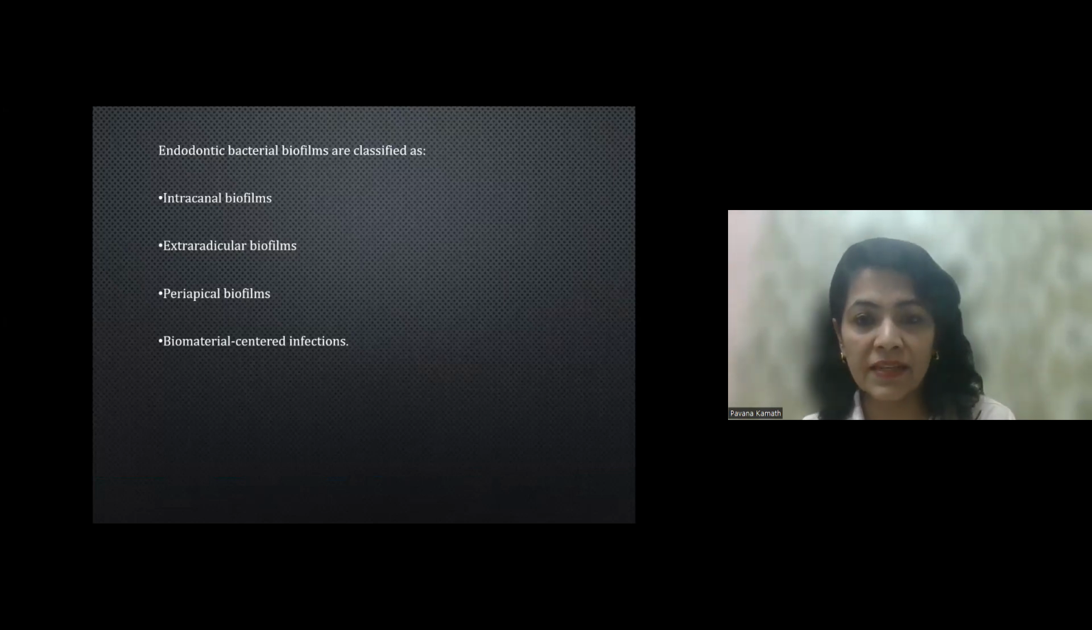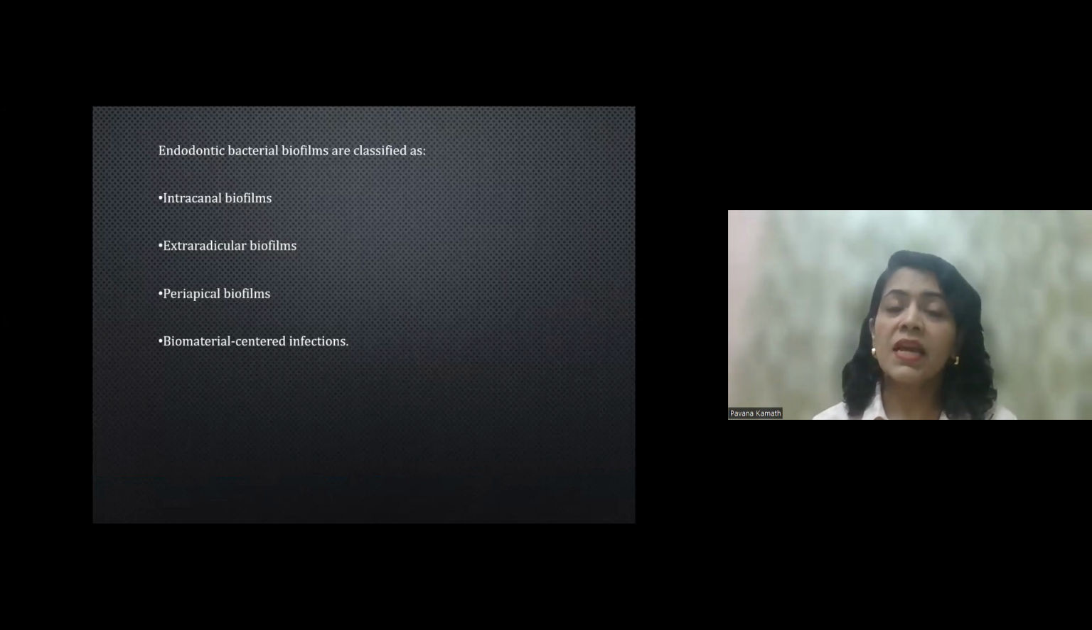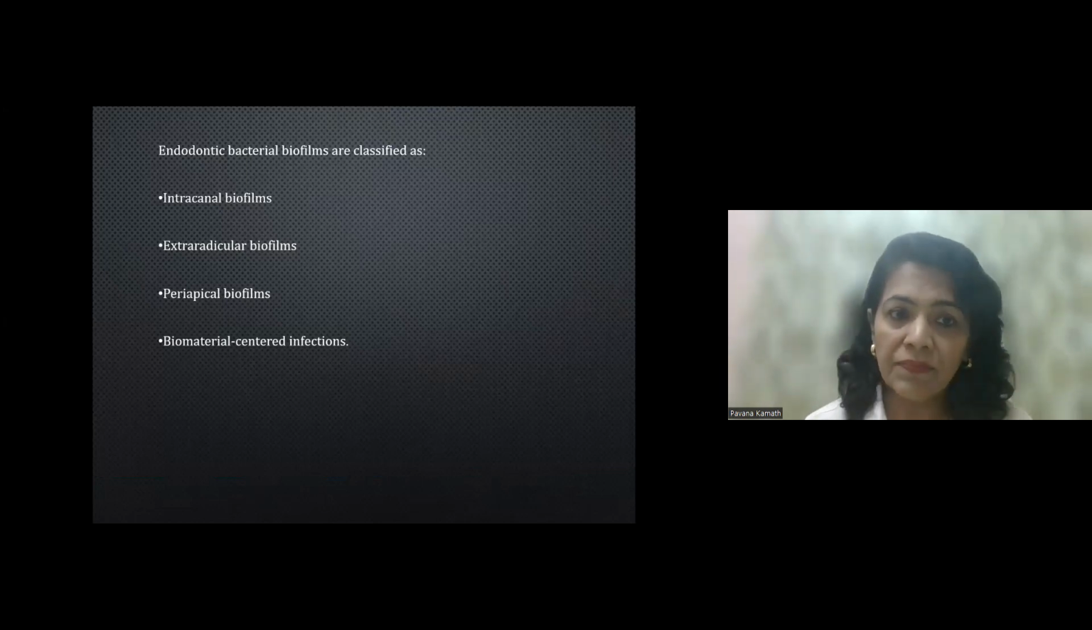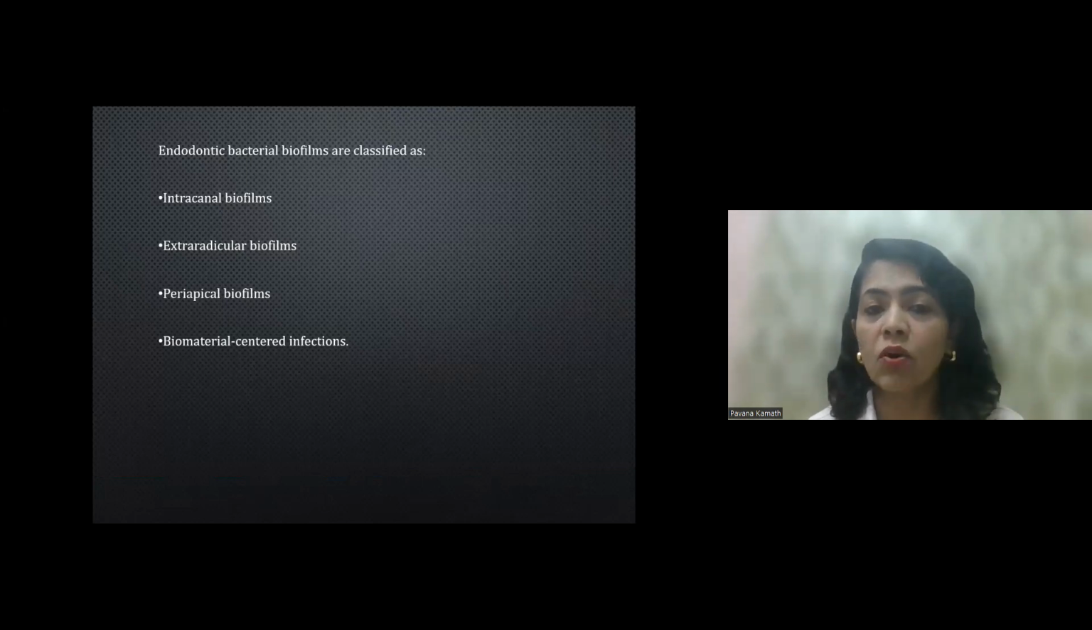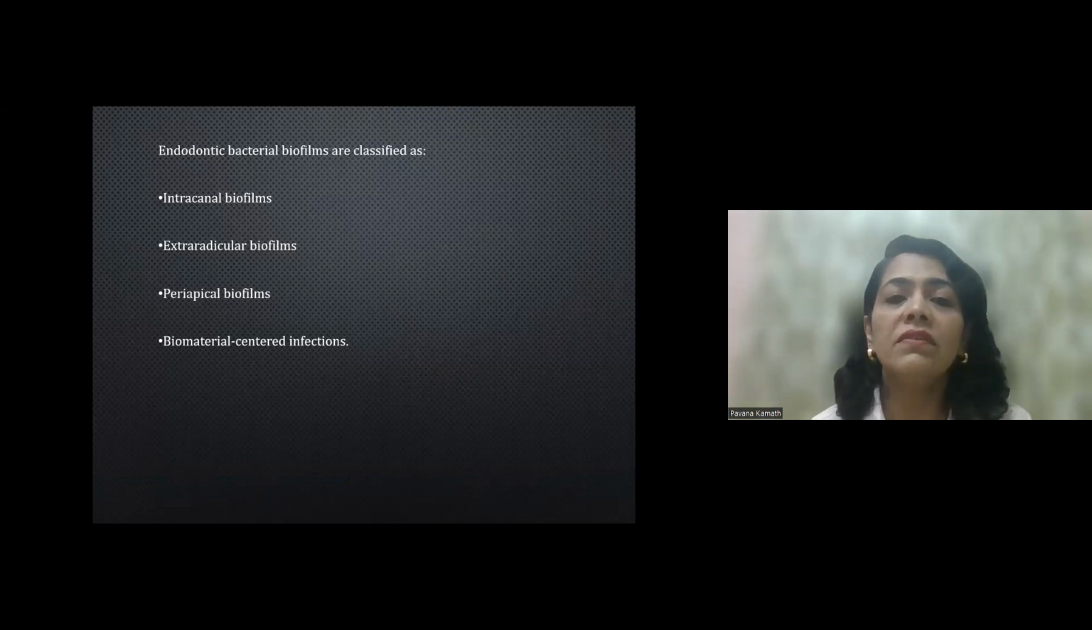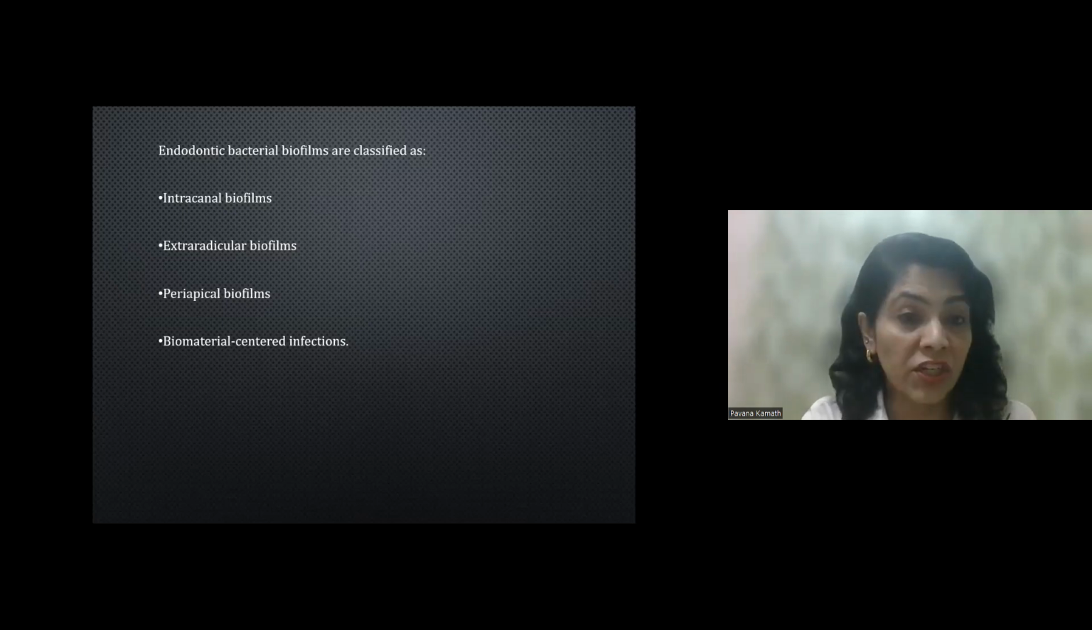What I mean to say is you will find these biofilms within the root canal dentine. Extraradicular biofilms are located at the apex periapically. Periapical biofilms are located in the periradicular lesions, and biomaterial-centered infection, that is, biofilms which are located on the surface of gutta percha, which you will be using for obturation.